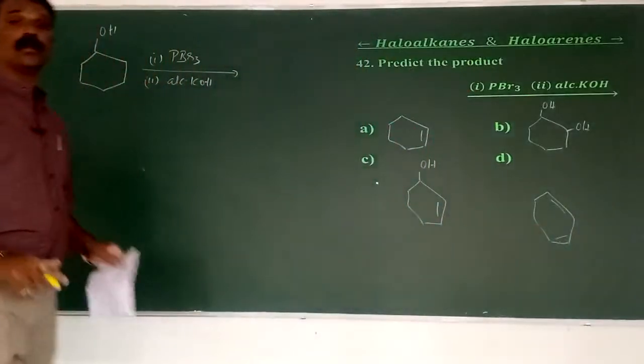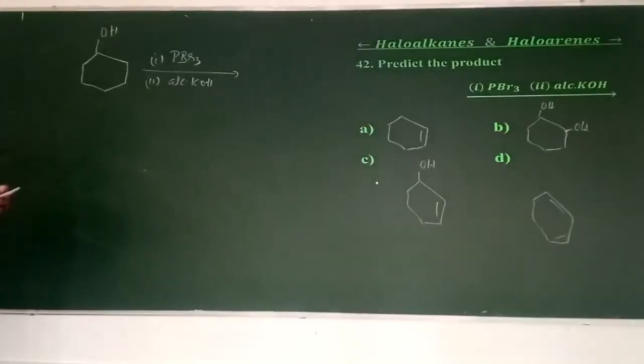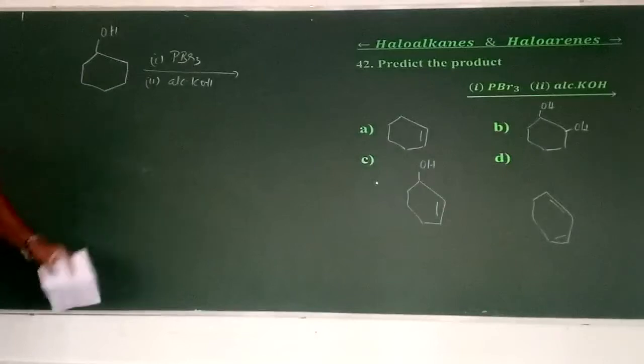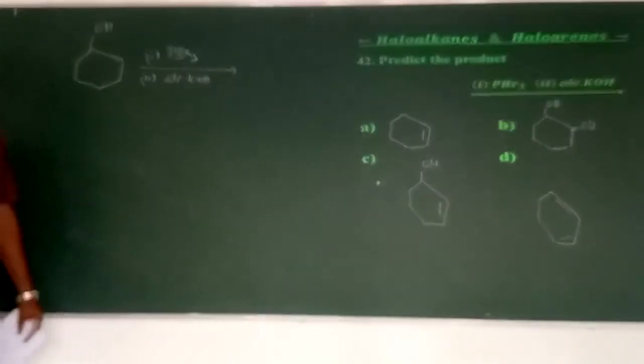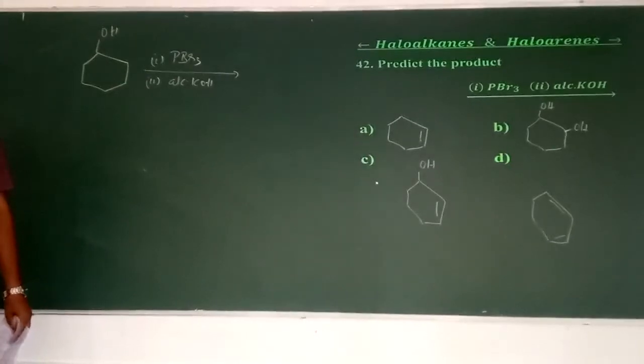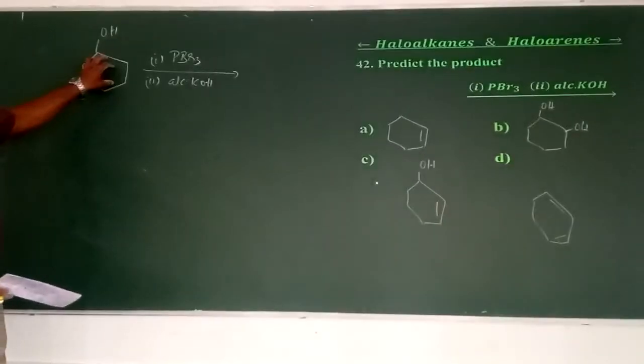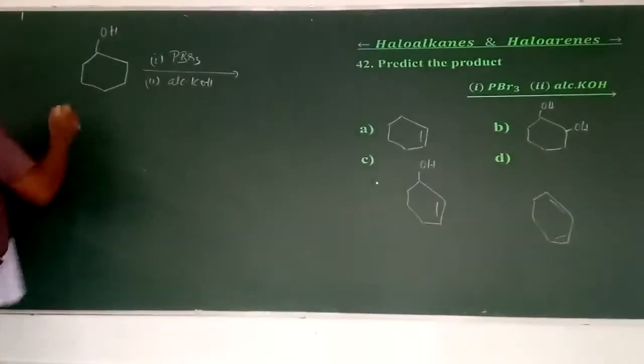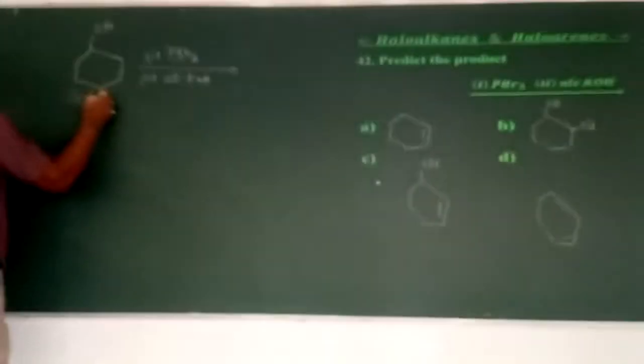Okay? Predict the product now. This is the reactant here, the products are there. Whether it is an alcohol or a phenol, first you have to decide. If the OH group is directly linked to the aromatic nucleus, then they are called phenols. But if it is not a benzene ring, it is cyclohexanol.